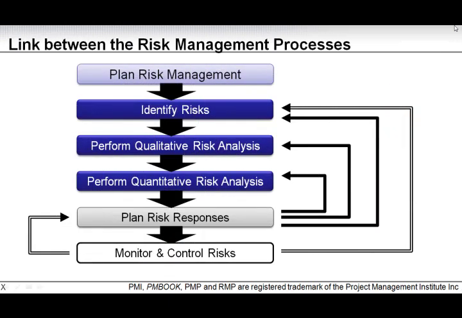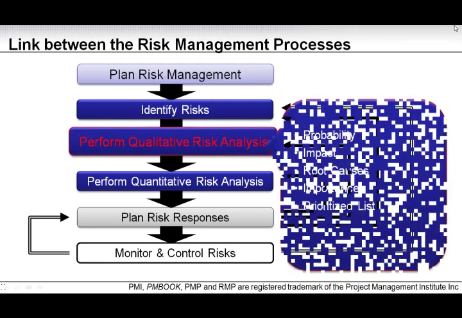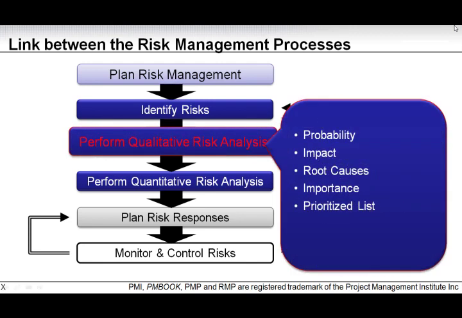So let's look at where we are in the overview of the project risk management processes. We are now in the third process, which is perform qualitative risk analysis. The key purpose and activities here are to determine probability, impact, root causes, and importance, and result in a prioritized list of all the risks that were identified in the previous process, which is the identify risk process.